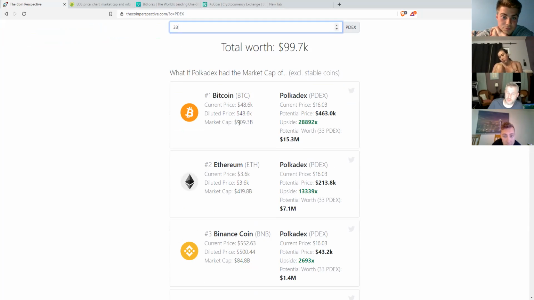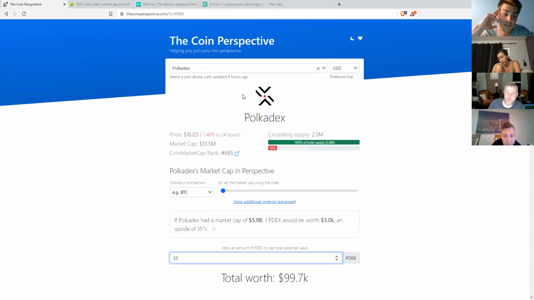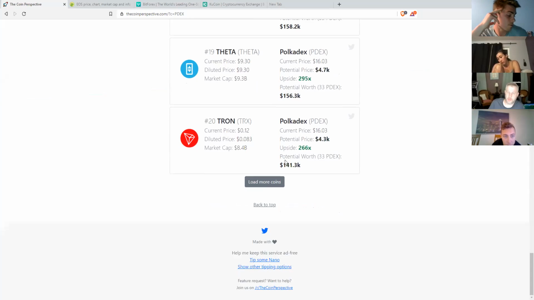If it got to 1% of that, it just basically moves the decimal over a couple of spots: $4,600 a coin. If it gets to 1% of Bitcoin's market cap, which would be $9 billion, and again, this number up here is nothing. This website here is amazing. If it got equal to the number 20 right now, which is Tron, it's still $4.3 thousand.